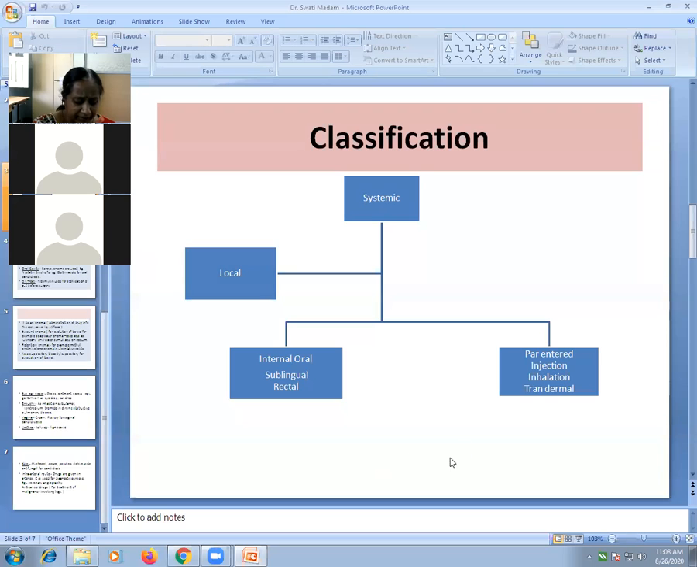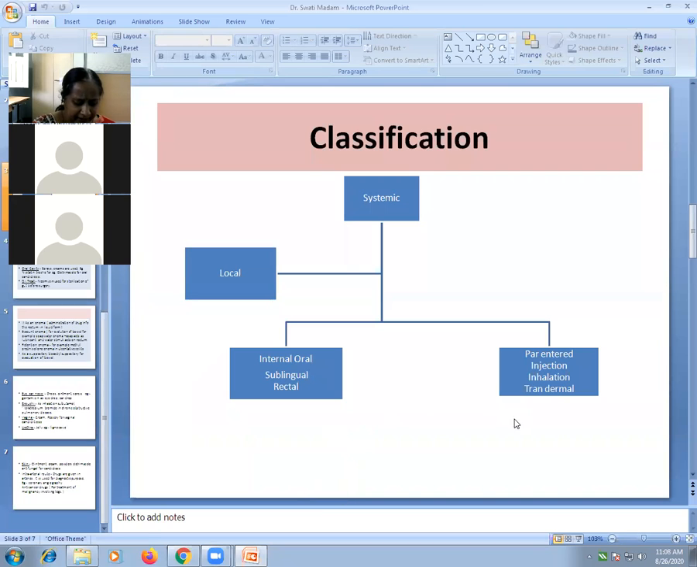Self-administration, economic, safe and convenient. These are the advantages of the oral route. We can take it by ourselves. Now, what are the disadvantages?